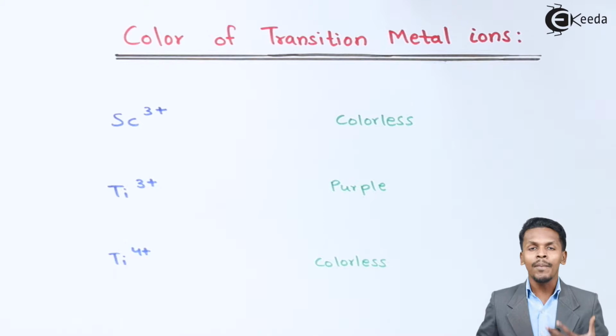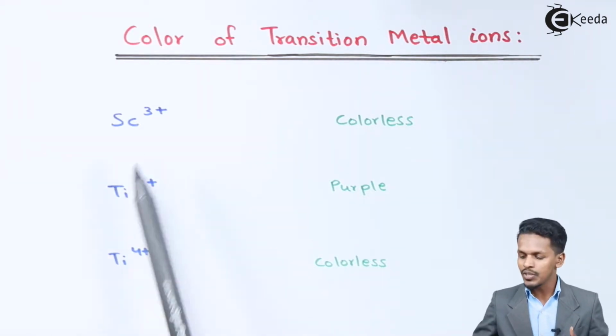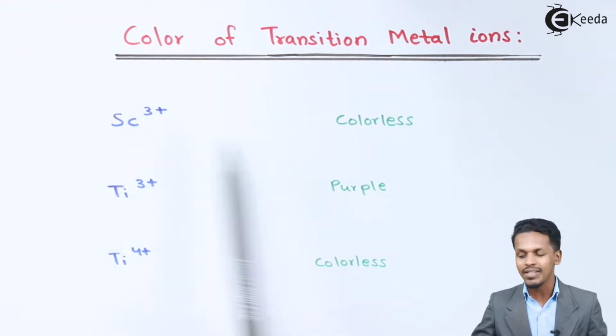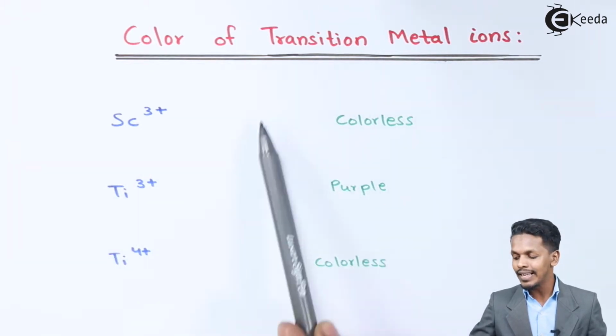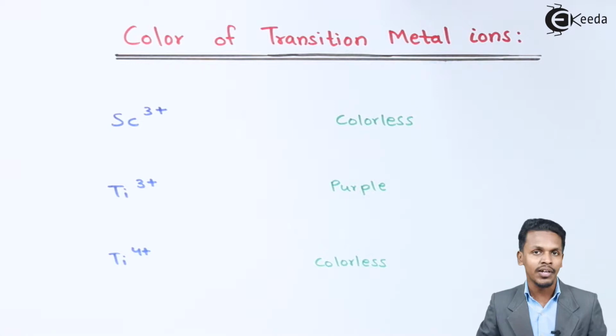So friends, in this topic I'm going to talk about the color that could be imparted by the transition metal ions, especially the 3d transition series. Talking about the first one, suppose we are talking about Scandium 3+ ions. It has been found that it is colorless in nature. This is what I'm going to explain, that is why it is colorless in nature. For that we have a particular example.